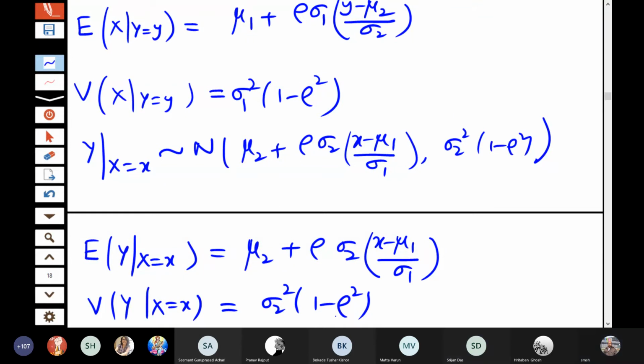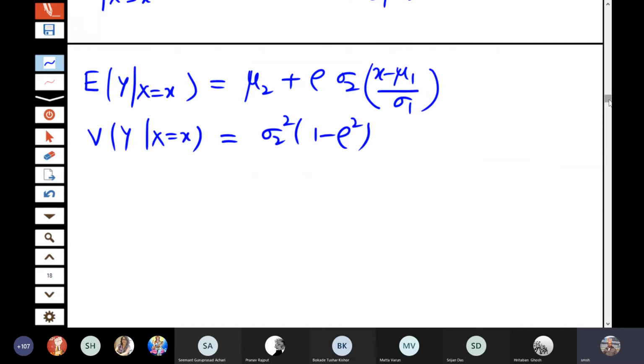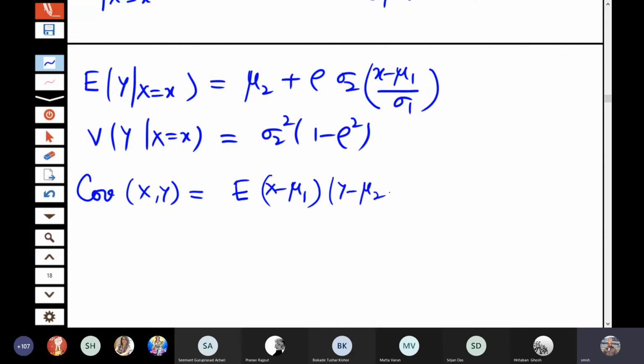Yes, sir. Now, since mu1 and mu2 are the means of x and y respectively, the covariance between x and y is nothing but the expectation of (x minus mu1) into (y minus mu2), because that is the formula for the covariance: the expectation of (x minus expectation of x) into (y minus expectation of y). Now this is a product moment, and I will calculate it using the property that I just exhibited, that I can calculate it iteratively.